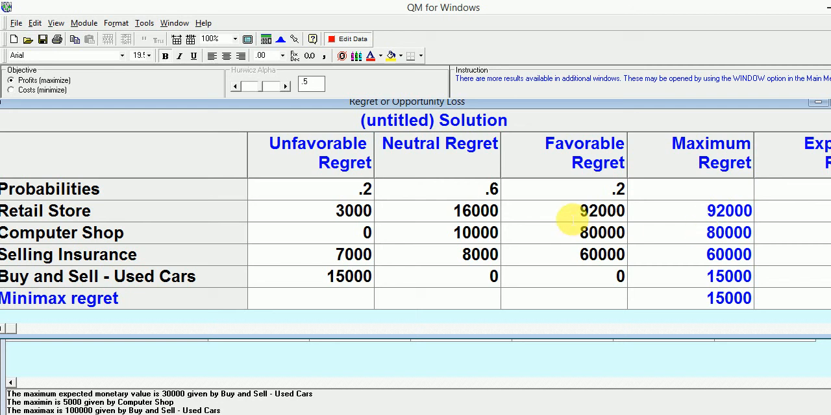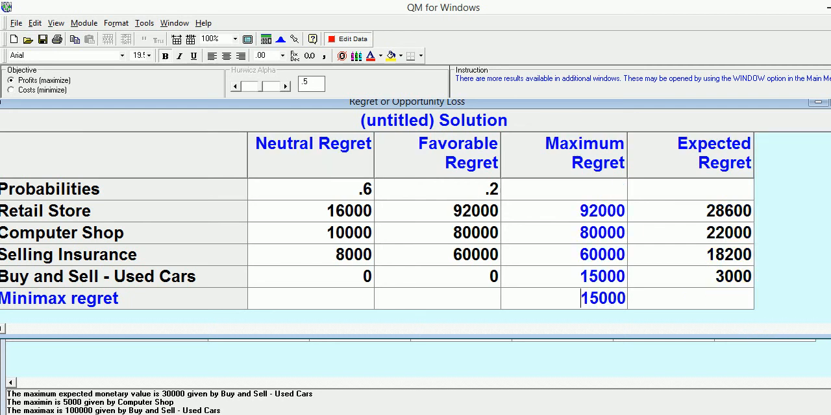Okay, that will be the regret of the favorable market. On the other hand, maximum regret for the computer shop is 80,000. For selling insurance it is 60,000. For the regret of buying and selling of used cars, if you choose it, is of course only 15,000. So we choose that one, and that is our opportunity cost, 15,000. All right, so that's it. Thank you very much.